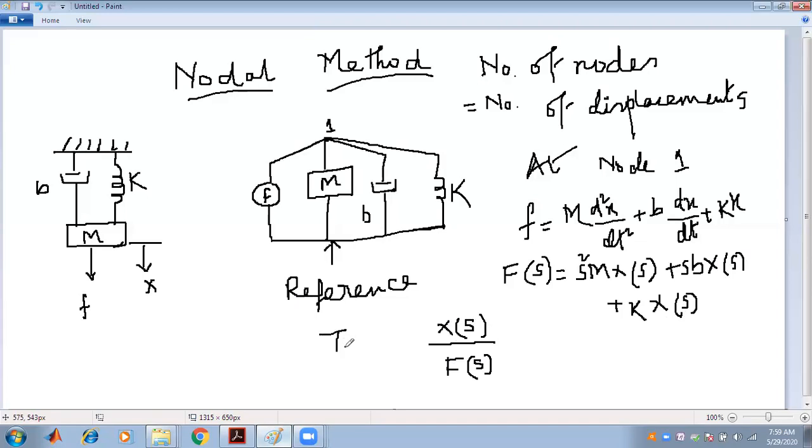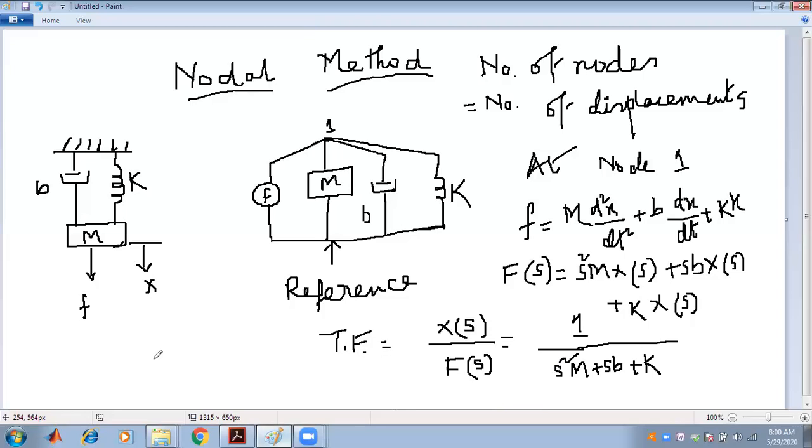The transfer function of the mechanical system can be written as 1 by s squared M plus s B plus K, where the output is the displacement and the input is the force. It is clearly a second order system, because the highest power of s in the denominator is 2. So this is the way we can use the nodal method analysis to calculate the transfer function.